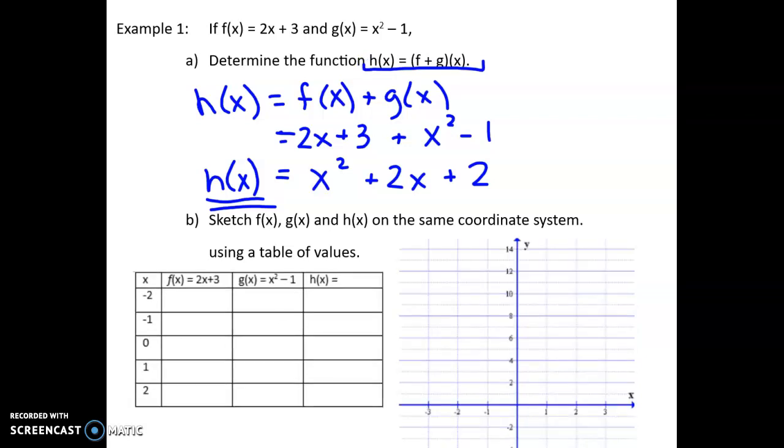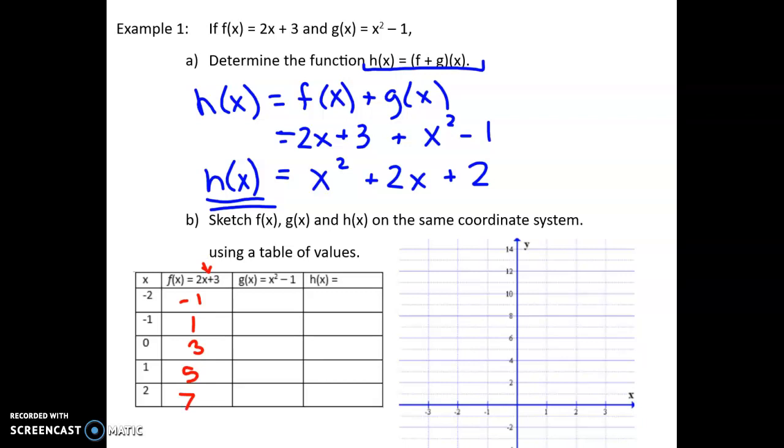So next we're going to sketch all three of these functions on the same coordinate system using a table of values. So here I've got x is negative 2. If I plug negative 2 in for x in my first function, we're going to get negative 2 times 2 is negative 4, plus 3 is going to give me a negative 1. And I'm going to continue that process with all of the f of x function by plugging in negative 1, 0, 1, and 2.